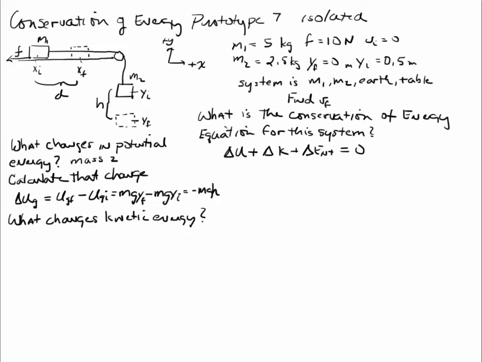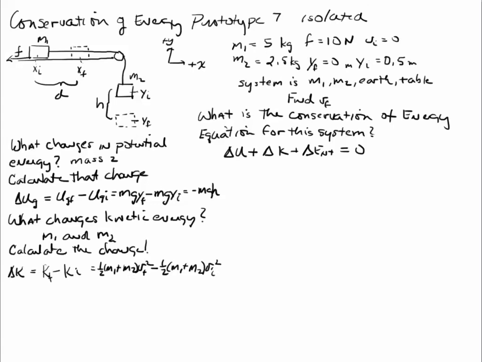What changes in kinetic energy? Both m1 and m2, both masses change in kinetic energy, and we must account for all masses of the system that have changes in kinetic energy. Calculate that change. Change in kinetic energy is equal to kinetic energy final minus kinetic energy initial, which is equal to 1/2 (m1 plus m2) vf squared minus 1/2 (m1 plus m2) vi squared, summing all masses changing in kinetic energy.